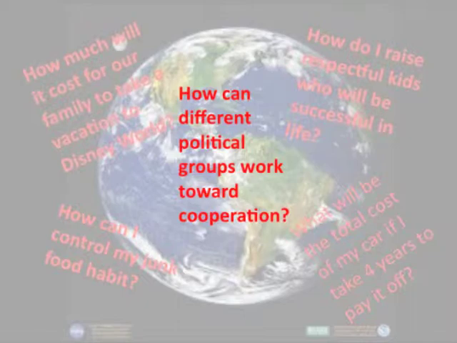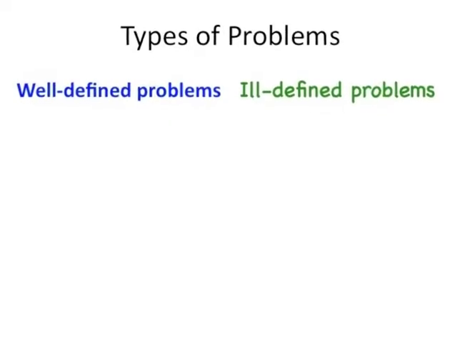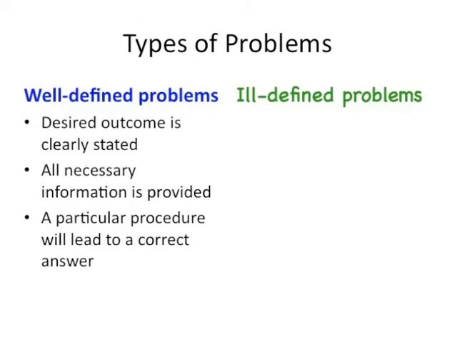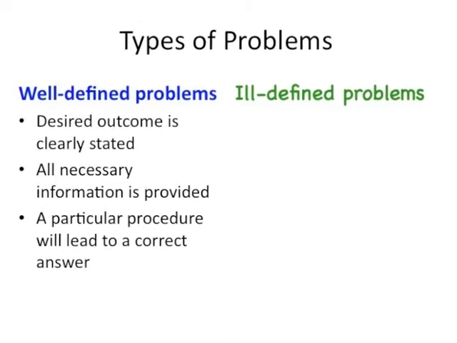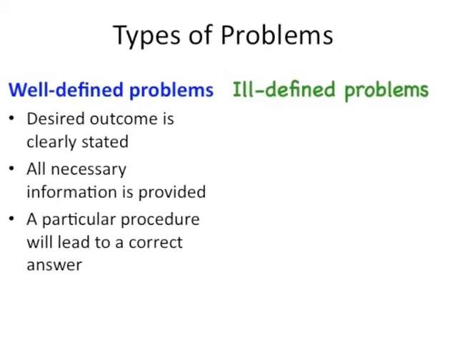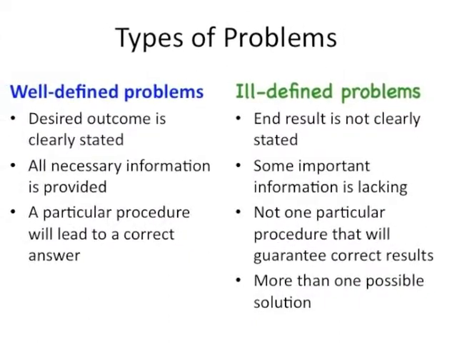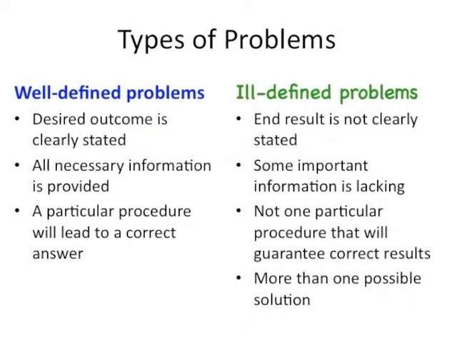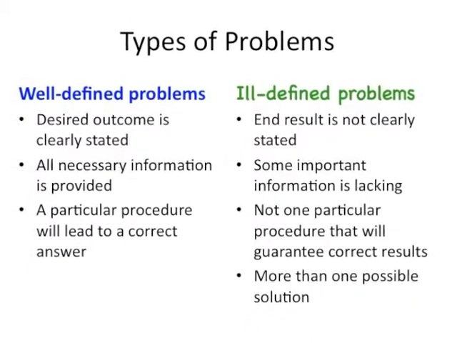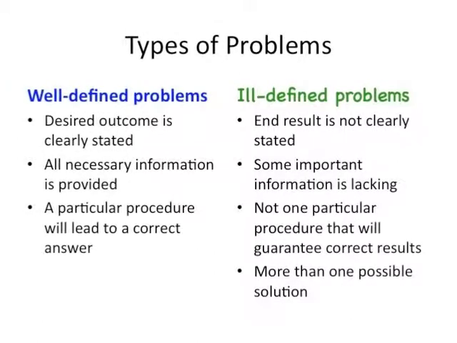The world presents us with many different types of problems, and not all have a straightforward solution. One type of problem is a well-defined problem, and another is an ill-defined problem. In a well-defined problem, the desired outcome is clearly stated, all necessary information is provided, and a particular procedure will lead to a correct answer. On the other hand, ill-defined problems have end results that are not clearly stated. Some important information may be lacking, there is not one particular procedure that will guarantee correct results, and there is more than one possible solution.